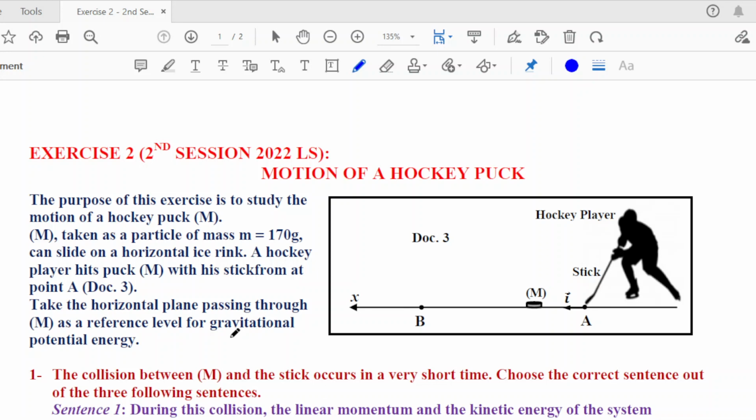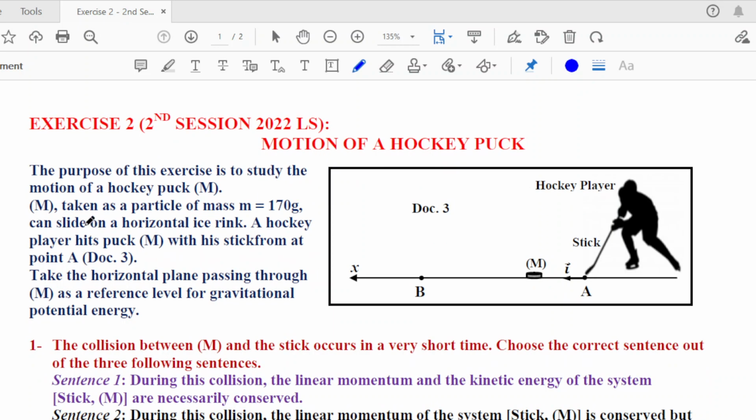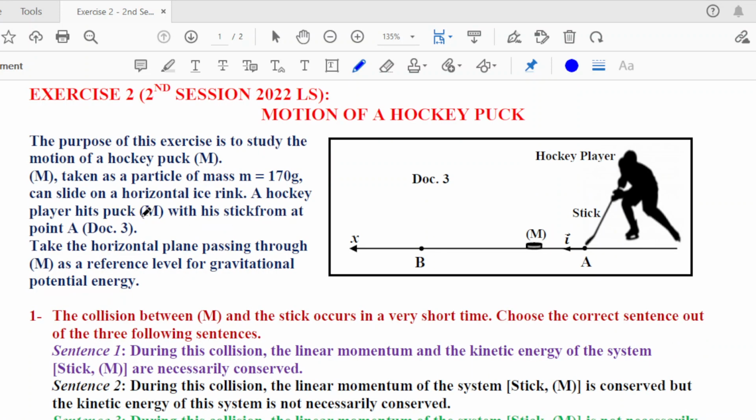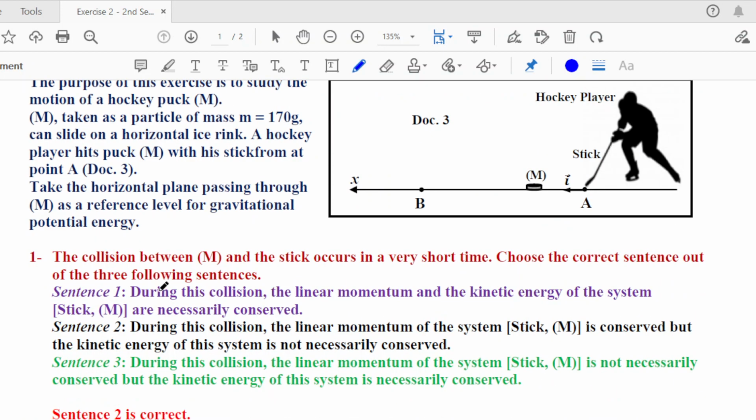Exercise 2, second session 2022 LS. Motion of a hockey puck. The purpose of this exercise is to study the motion of a hockey puck M. M, taken as a particle of mass m equals 170 grams, can slide on a horizontal ice rink. A hockey player hits puck M with his stick at point A. Take the horizontal plane passing through M as a reference level for the gravitational potential energy.